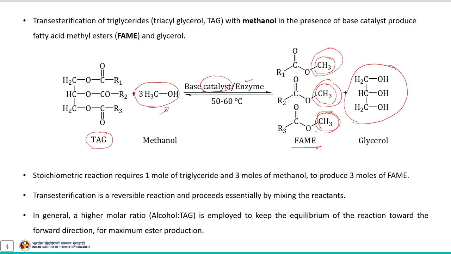The stoichiometric reaction requires one mole of triglyceride, that is triacylglycerol, and 3 moles of alcohol, that is methanol, to produce 3 moles of FAME. As I mentioned just now, FAME is fatty acid methyl ester, and if ethanol is used as the alcohol, then it will be fatty acid ethyl ester, because the methyl group will get replaced by the ethyl group. Along with this, it also produces 1 mole of glycerol. And this transesterification reaction, as we can see here, is a reversible reaction and proceeds essentially by mixing the reactants.